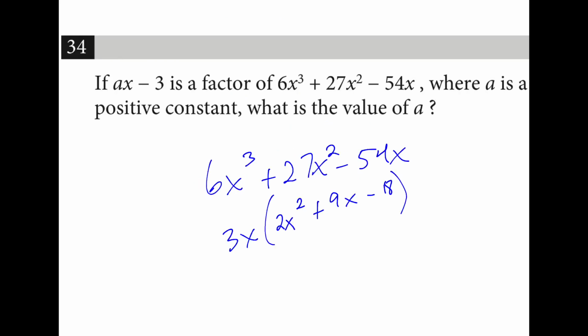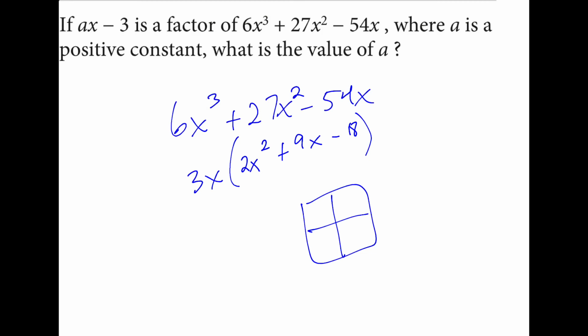The first thing I would do with this polynomial is factor out a 3x from each term. Then I'll think about the reverse box method for this part. I know I have 2x squared and minus 18, and they told me that ax minus 3 is one of the factors. How do I get to 18 if one of my factors is minus 3? It has to be 6.